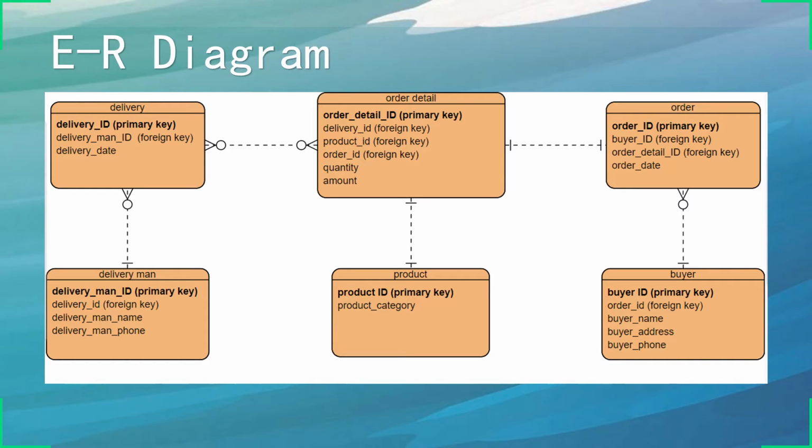The order detail table has the amount of the order and the quantity, and it's connected with many foreign keys such as delivery ID, product ID, order ID. The product table also has a one-to-one relationship with the order detail table, because one of our products only corresponds to one order detail. The buyer table and the order table have a one-to-many relationship, because one buyer can order many furniture orders, and one order cannot be purchased by many buyers.